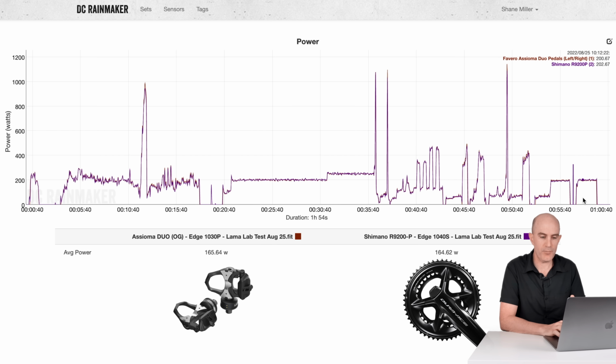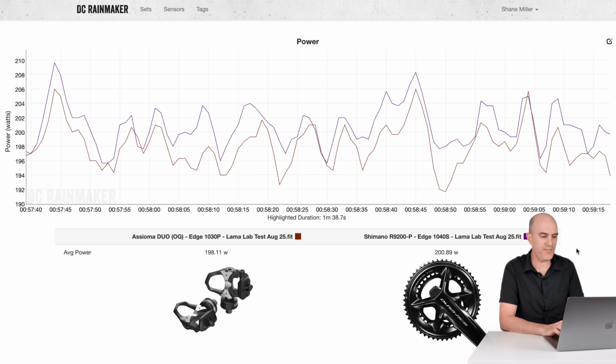I stopped, performed the zero offset, which gave us a little blip here, and did exactly the same cadence, exactly the same effort. This time round, we have the Asioma Duos reading 198. We have the Shimano's reading 200.89. With that manual zero changing the numbers from the Shimano power meter, that was 4 from 4, confirming the pain points for this one single session.